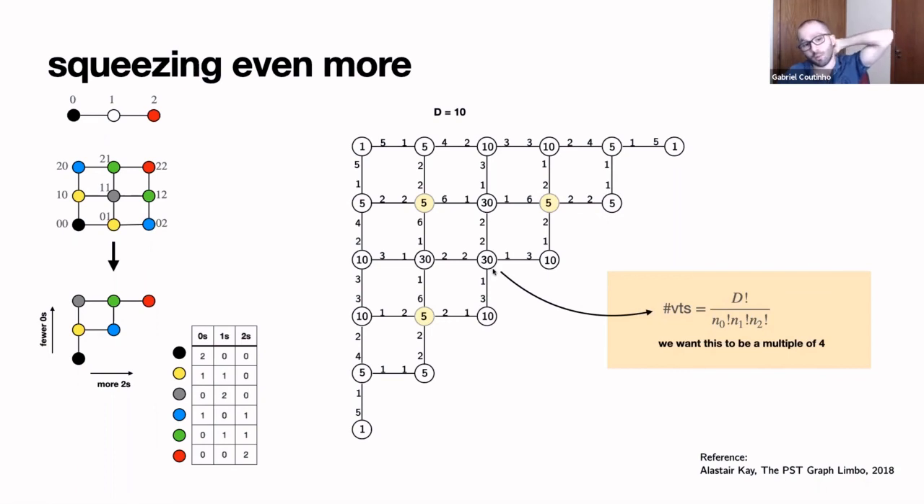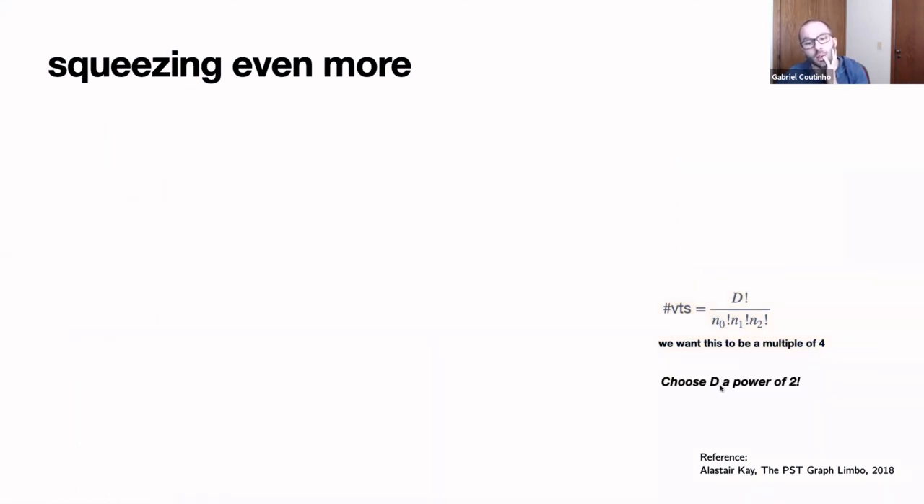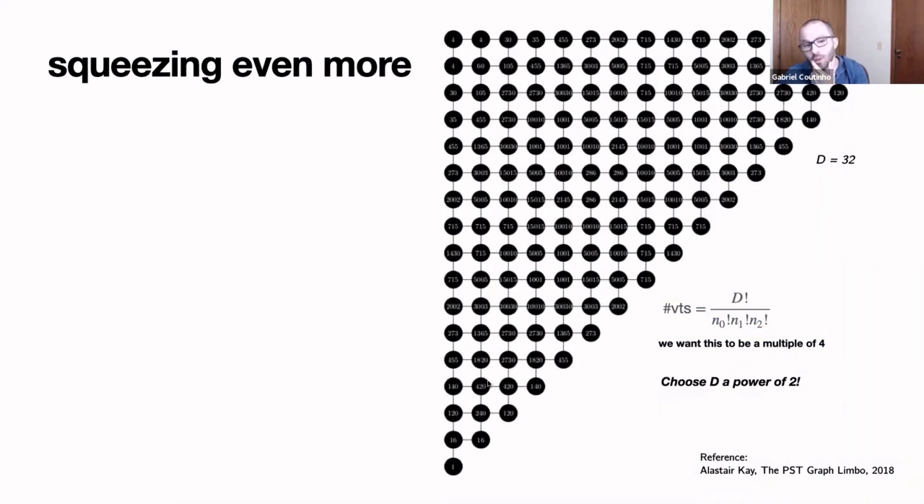Now it's a trivial exercise to count that the number of vertices here is basically d factorial divided by the number of zeros, the number of ones, the number of twos. We want this to be a multiple of 4. Alistair noted that if you choose D, the distance, to be a power of 2. And here's the picture, which of course I didn't draw, I got this from his paper. So this is what the graph for distance 32 would look like.